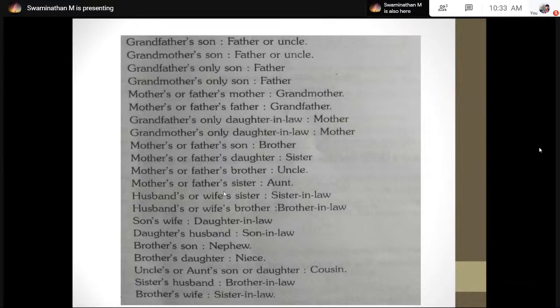Still, Mushin Ali has a doubt. You can mention what your doubt is there.